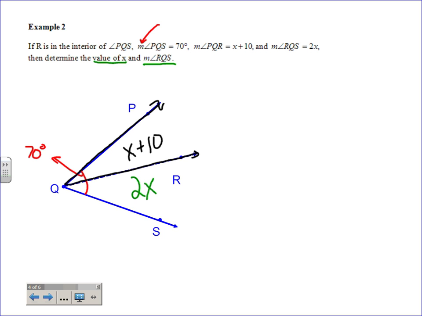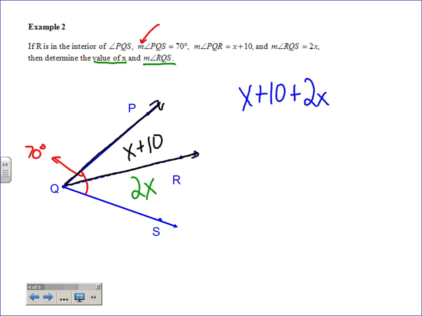Well, again, it goes back to that segment thing. Do we know the two little pieces that should add up to be the whole thing? And do we know the whole thing? So then this is where you would actually add them up and set it equal to the whole thing. And so one of our little pieces is x plus 10. The other little piece is 2x.